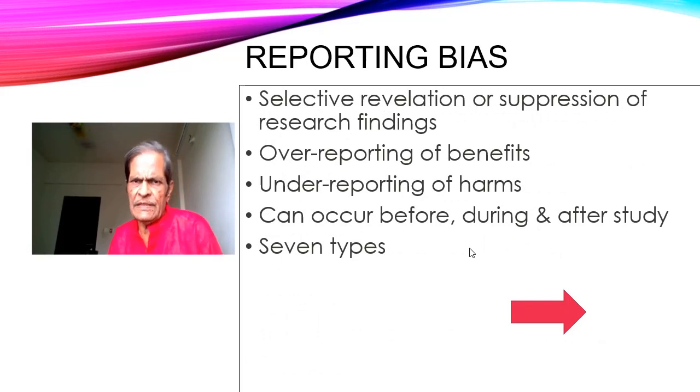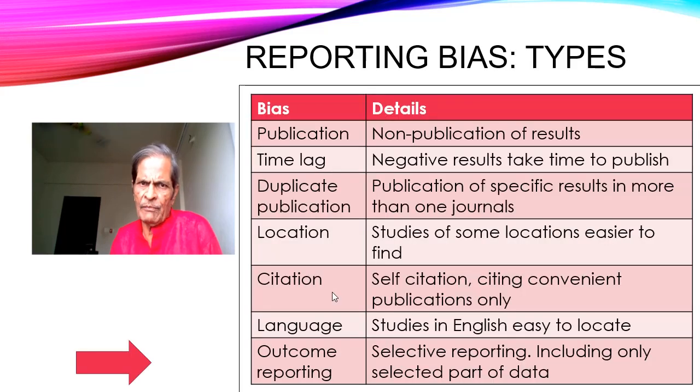The reporting bias is the selective revelation or suppression of the research finding. So either selective findings are revealed or selective findings are suppressed from the readers. That is called the reporting bias. There could be over-reporting of benefits, there could be under-reporting of harms, and that introduces the reporting bias. This can occur before, during, and after the study. And there are several types of reporting bias.